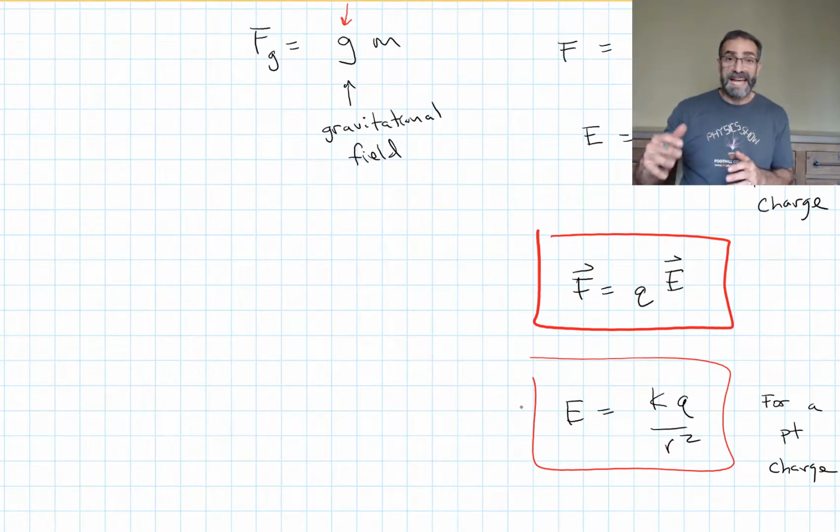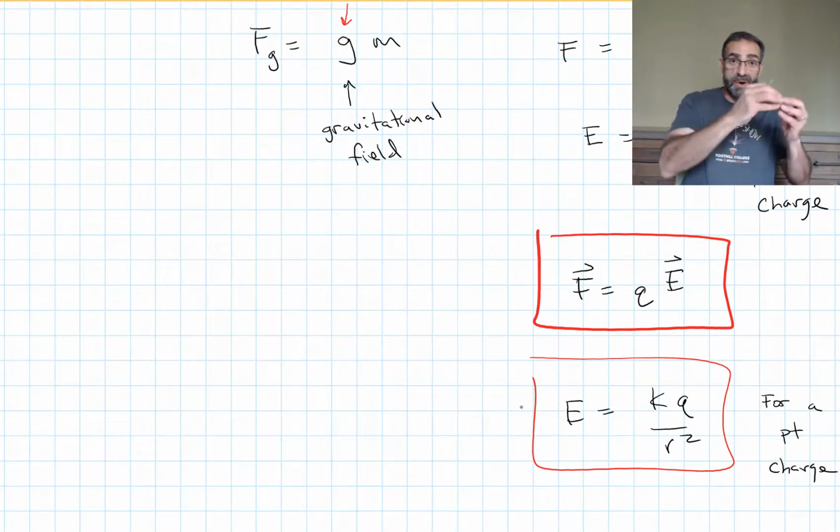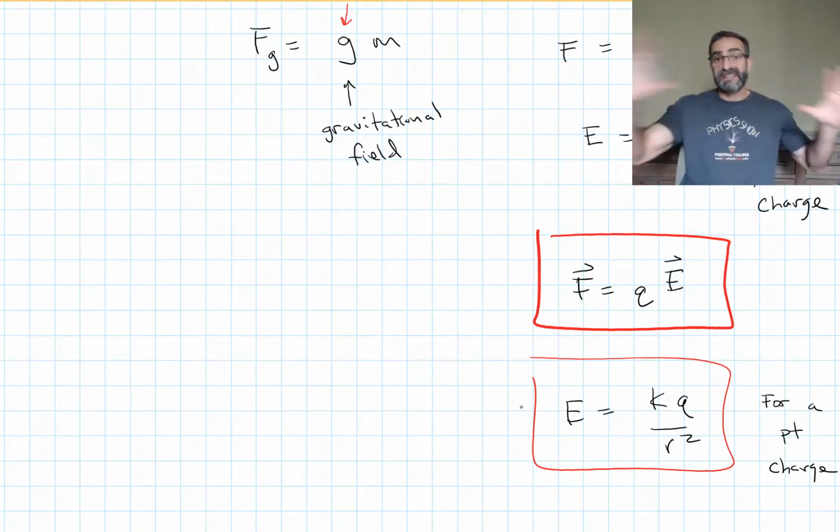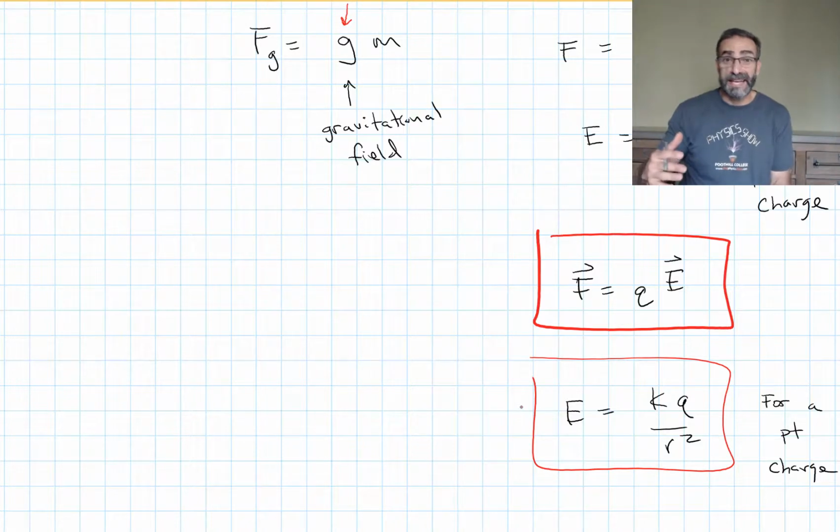We often have other charge configurations. We don't just have point charges. We might have a whole line of charge or a sheet of charge, and we're going to learn how to calculate electric fields from those distributions also. But we're going to start with this one, electric field from a point charge.